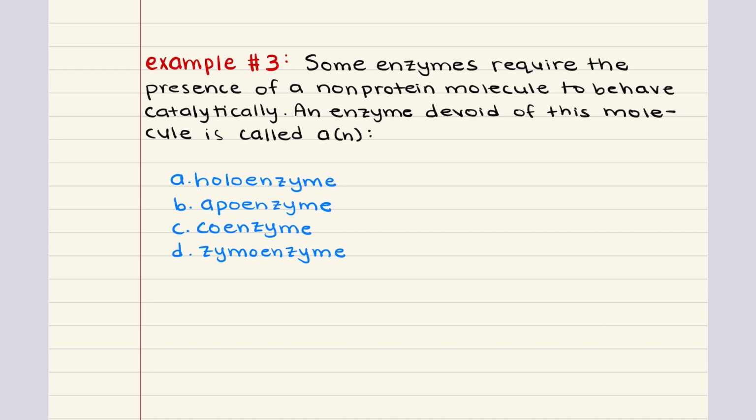An apoenzyme refers to the inactive form of an enzyme that is missing its required cofactor or coenzyme. Without that non-protein helper molecule, the enzyme can't catalyze its reaction. So the correct answer here is B.